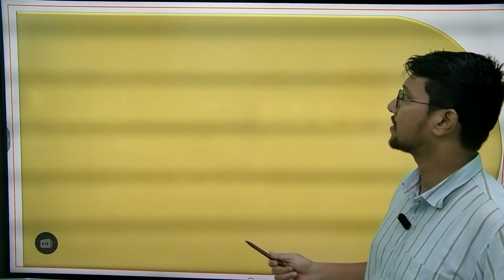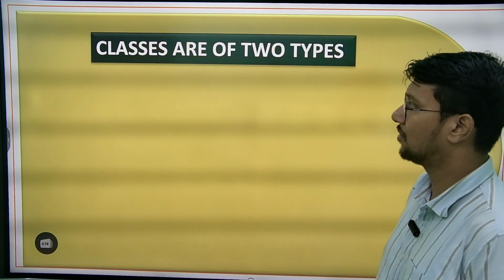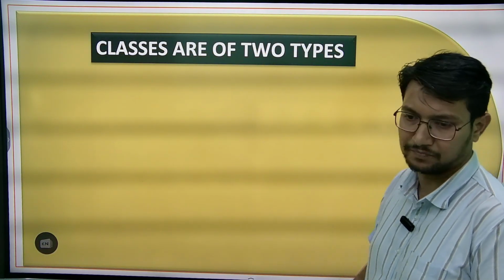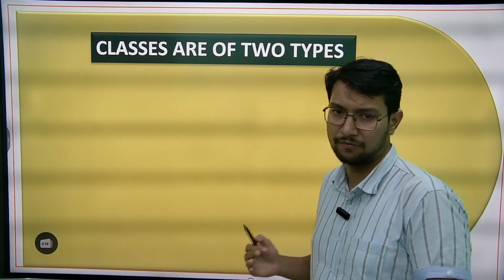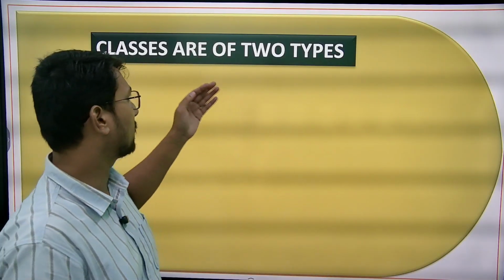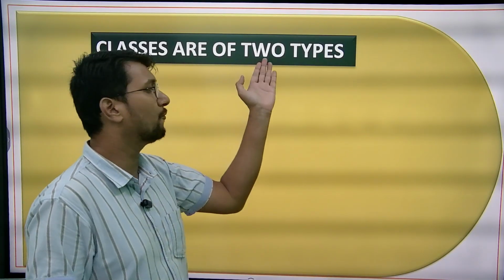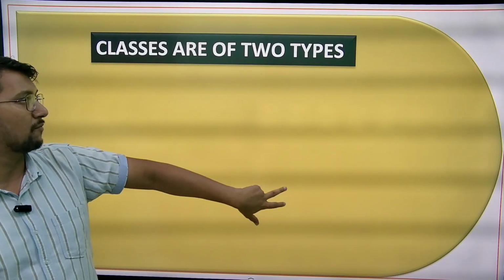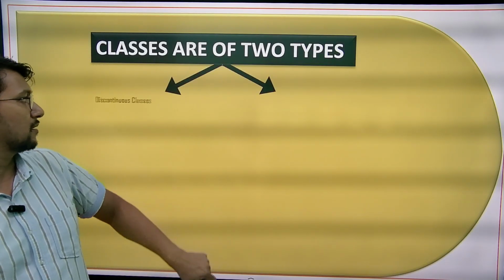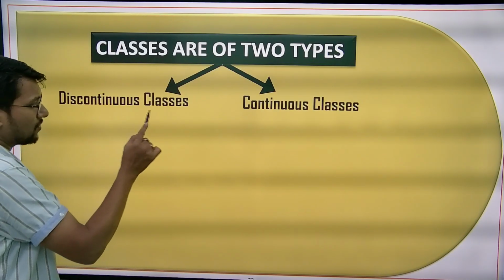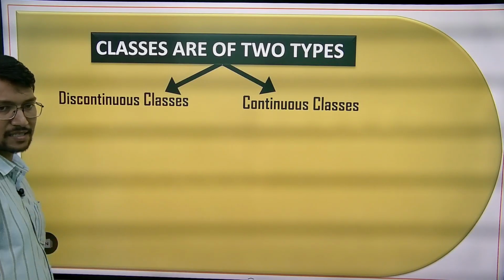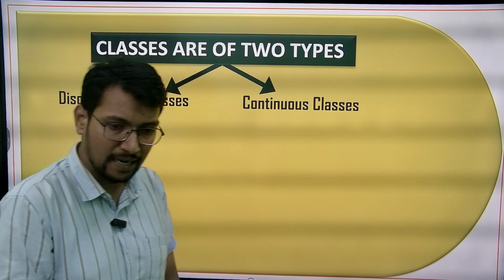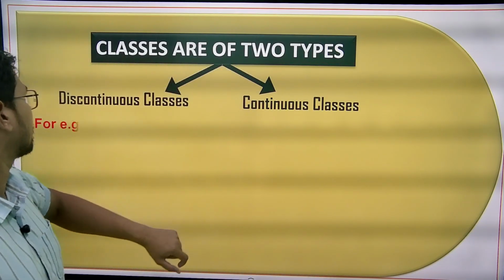Moving to next slide. Check karo. So you have seen bunch of classes. I have informed you already, classes are two types. One is continuous, that type we are going to see right now. Classes are of two types: discontinuous classes and continuous classes.